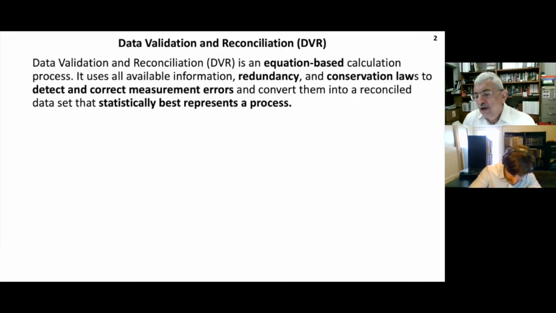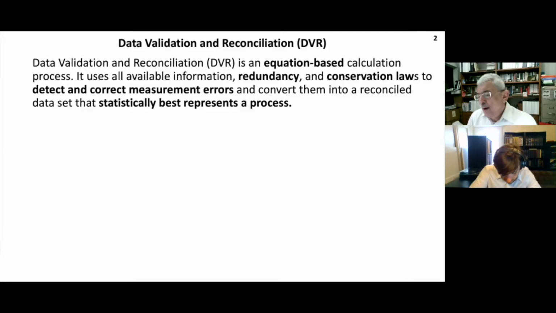DVR in general, as we all know, is an equation-based calculation process. It uses all available data and redundancy with conservation laws to detect and correct measurement errors and convert them into a reconciled data set. And that data set would be statistically more representative of the process itself. That's really the crux of DVR.